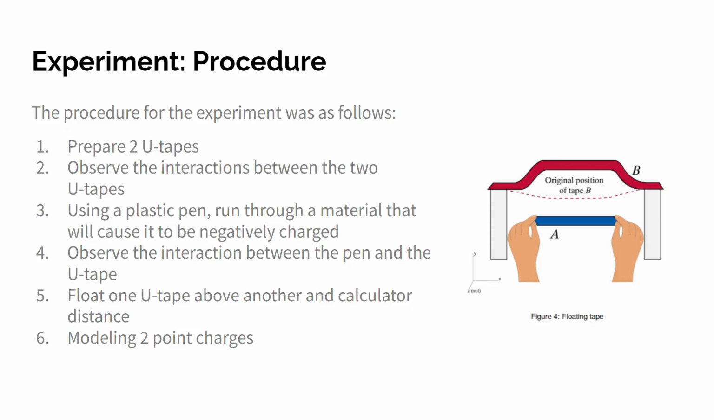And then to determine the charge, we used a plastic pen and ran the pen through a material that would cause the pen to be negatively charged, and then observed the interactions between the pen and the U-tape. Then we floated one U-tape above another and calculated the distance and used these calculations to model 2-point charges. And then this was used to determine the magnitude of the tape.